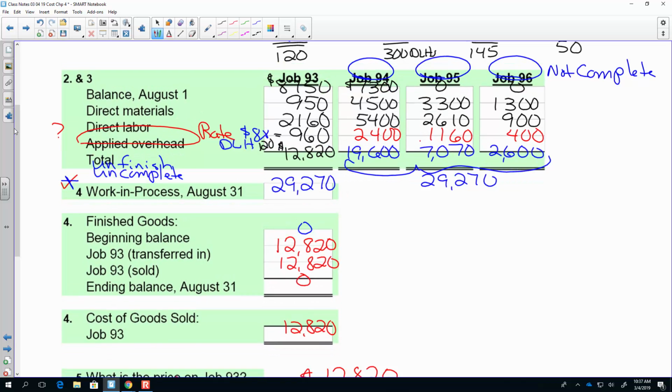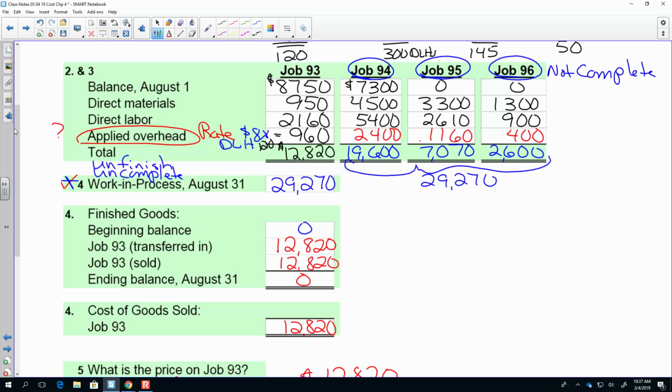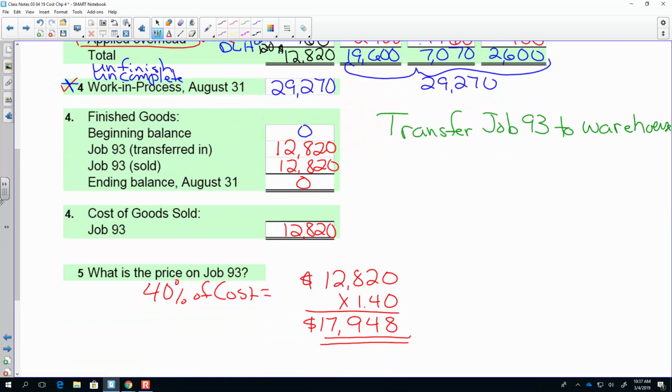What's my journal entry here? The author says, transfer job 93. I'm just going to put warehouse. I don't know if that's a good word. To storage or whatever. What's my journal entry? In number 4 here, what's my journal entry to transfer in? What does this mean? What's my debit and what's my credit?